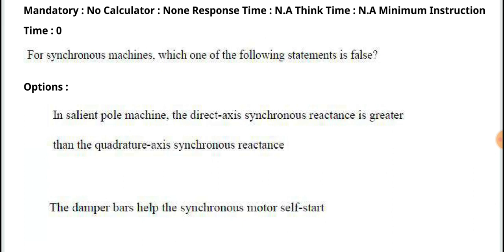Synchronous machines, which of the following statements is false? In a salient pole machine, the direct axis reactance is greater than the quadrature axis reactance. So this is the right statement. XD is greater than XQ here. The statement is correct.